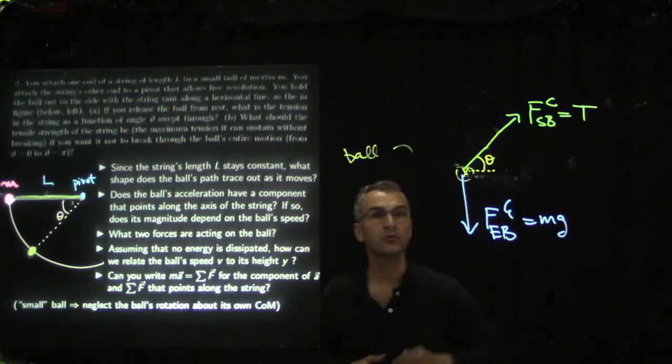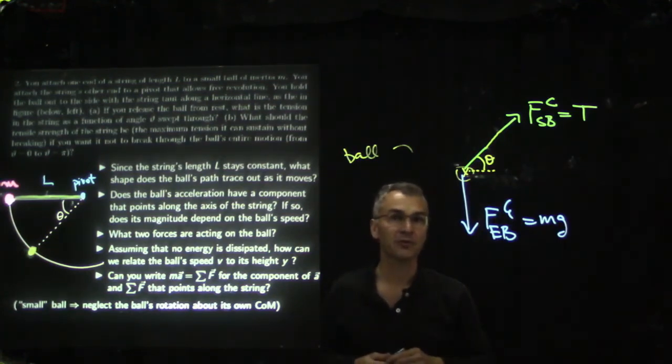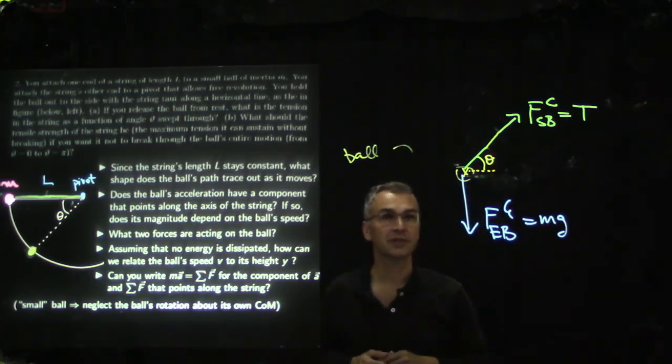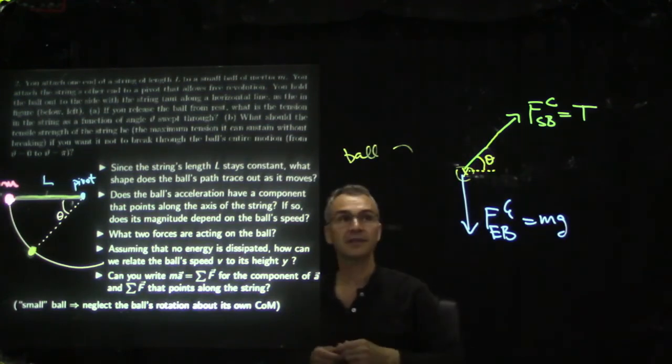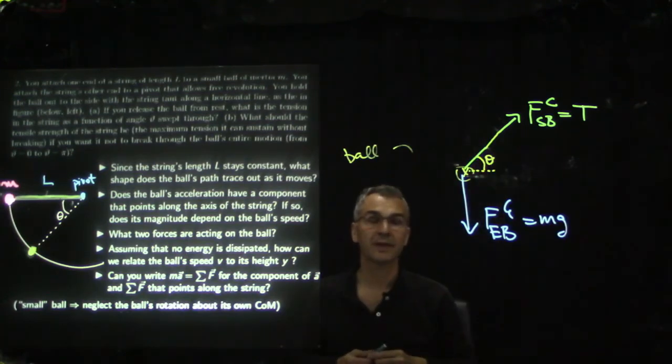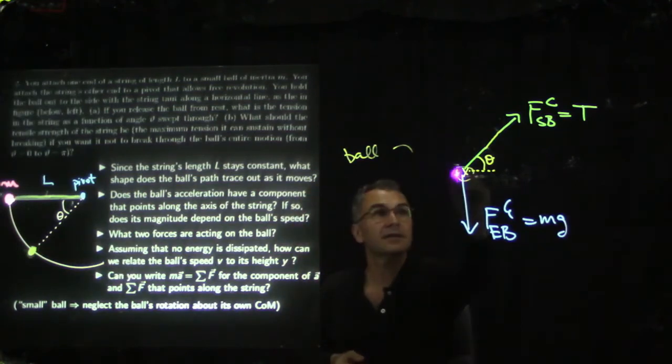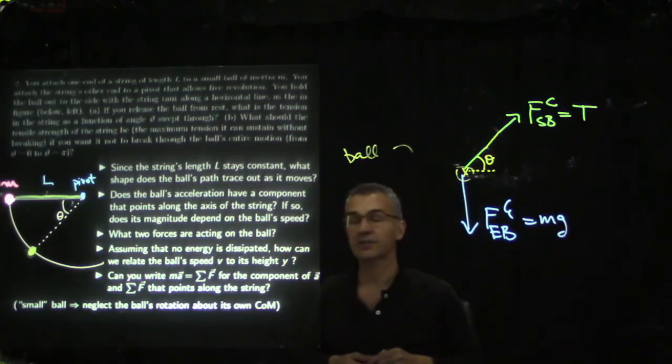So there are only two forces acting on the ball. One of them is gravity, which points down, and we know its magnitude is just the weight of the ball. And the other one is the tension in the string. The force exerted by the string has to point along the axis of the string. It's a so-called axial force. So when theta has this value, the direction of the string is like that.